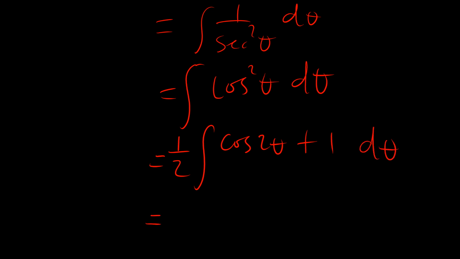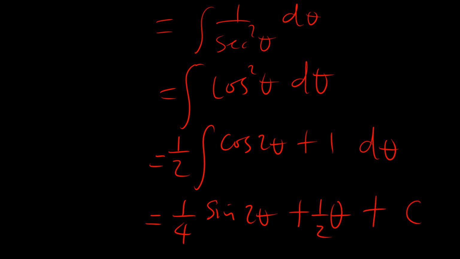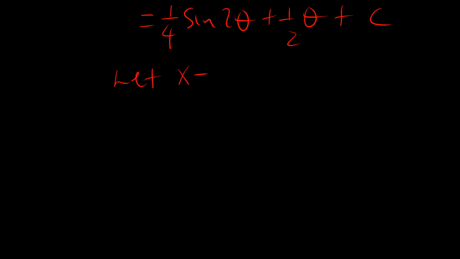So this becomes a quarter sine 2 theta plus half theta plus the integration constant. So we said our answer is a quarter sine 2 theta plus a half theta plus c, and we said let x be equal to tan theta.